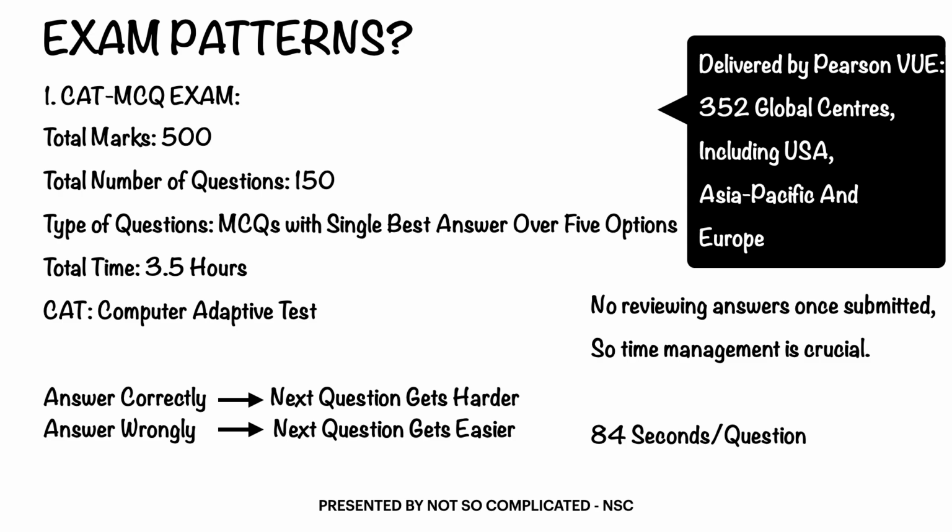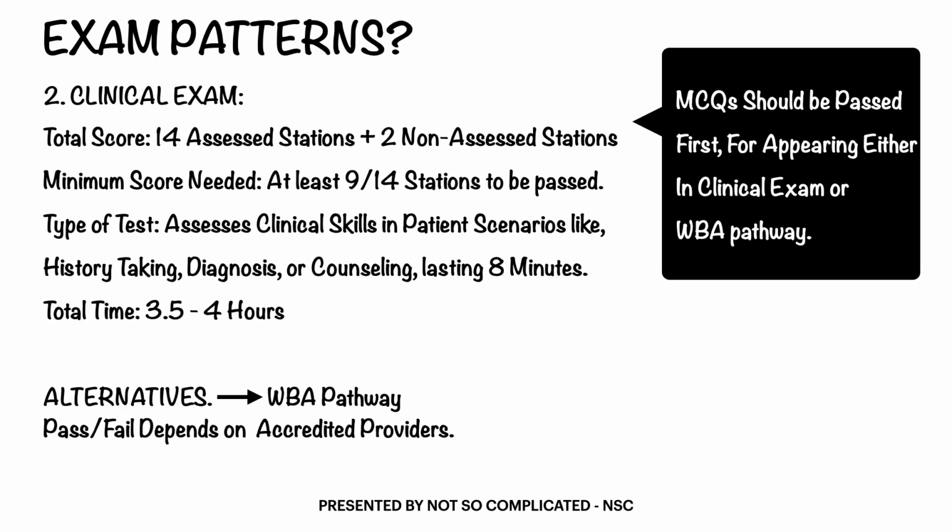The second step of this exam pattern is the clinical exam, and the total score is based on 14 assessed stations and 2 non-assessed stations, and the minimum score needed to pass this exam is that at least 9 of 14 stations should be passed. The test assesses clinical skills in patient scenarios like history taking, diagnosis, or counseling, lasting 8 minutes each, and the total time is almost 3.5 to 4 hours.